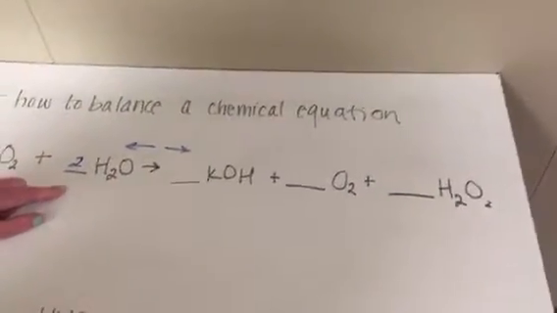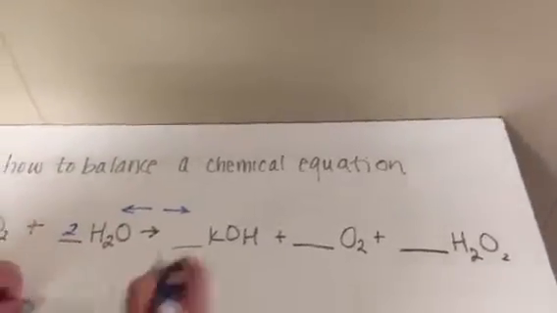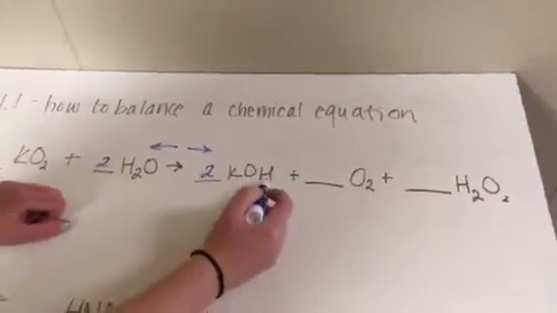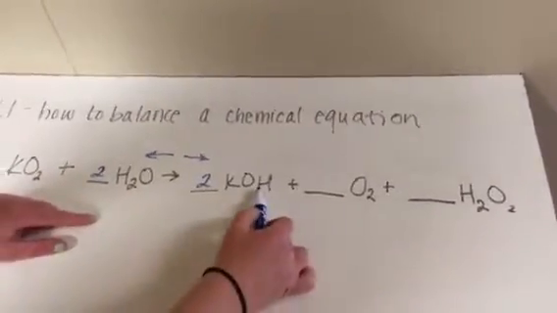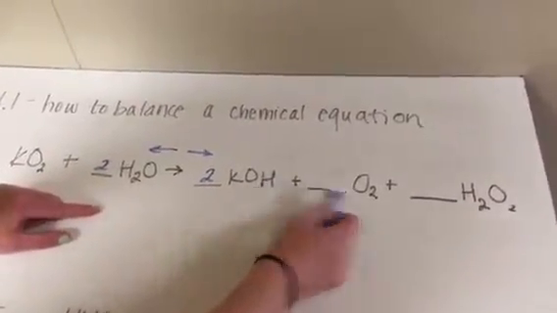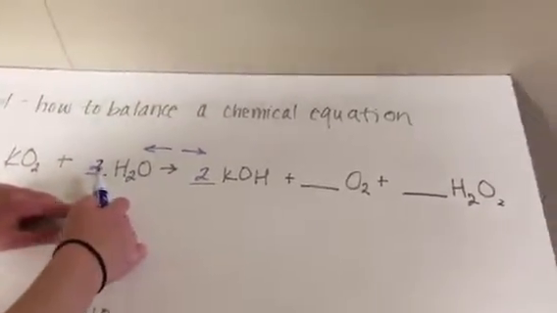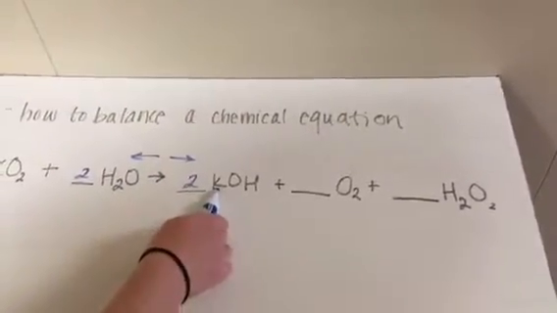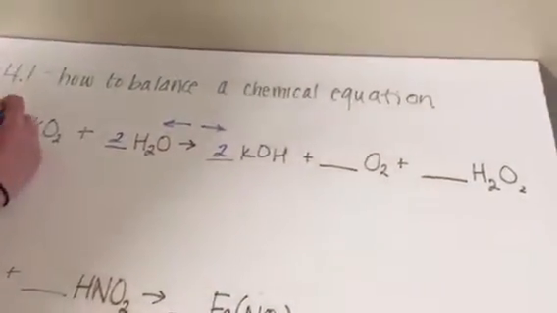And 4, so you have to do some thinking here, and we're going to multiply this by 2. So now we have 4 hydrogen in the reactants, we have 4 hydrogen in the products. So now we have to see that this affected the number of potassium. We have 2 potassium over here, so we're going to come over and make this 2 potassium here.